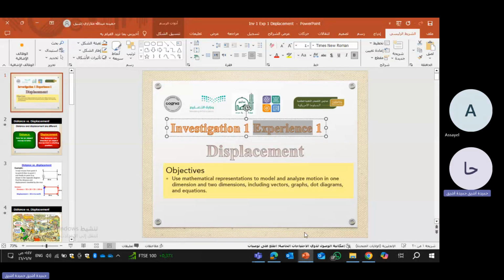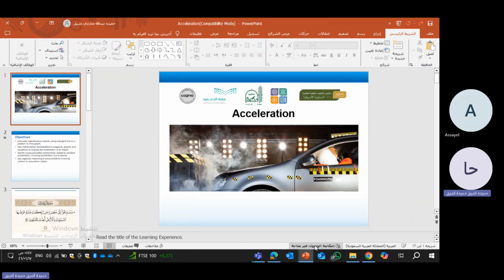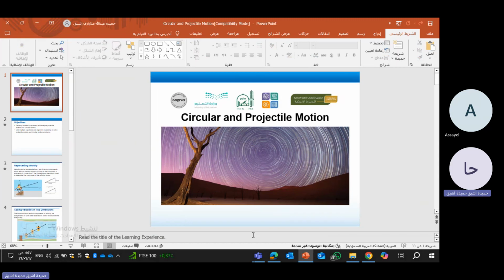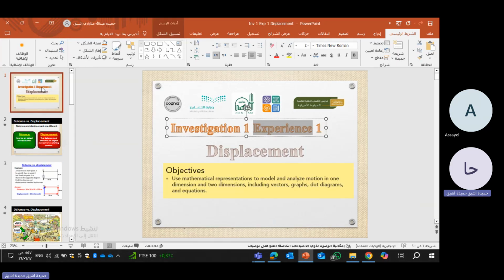Today I'm gonna revise for the final exam, inshallah. We have 3 lessons. We have displacement, and we have acceleration, the second one, and the last one we have circular and projectile motion. Okay, first we will start with displacement.